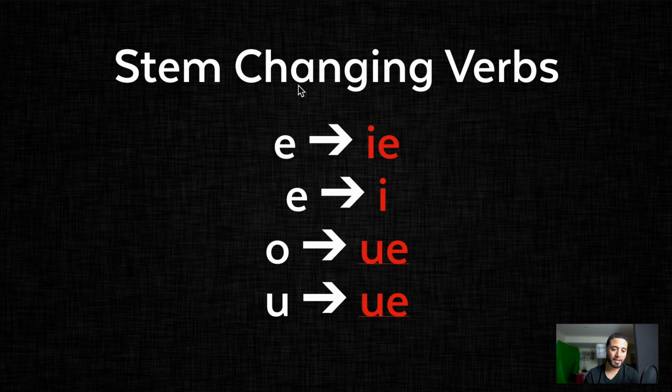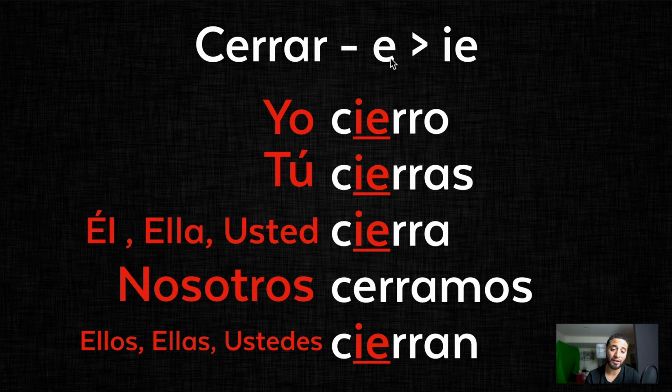All right. Now let's talk about the stem changing verbs, or let's just cover stem changes. We can have an E to an IE, we can have an E to an I, we can have an O to a UE, or a U to a UE. So this is, again, when you are conjugating the verbs. So here's an example of an E to an IE. We have an AR verb, cerrar. Now notice this change happens in the beginning. So it's not cerro. If you want to say I close, it's not cerro, it's cierro. We have tú cierras, cierra, cerramos, cierran. So all these change except for the nosotros form. The nosotros stays the same.